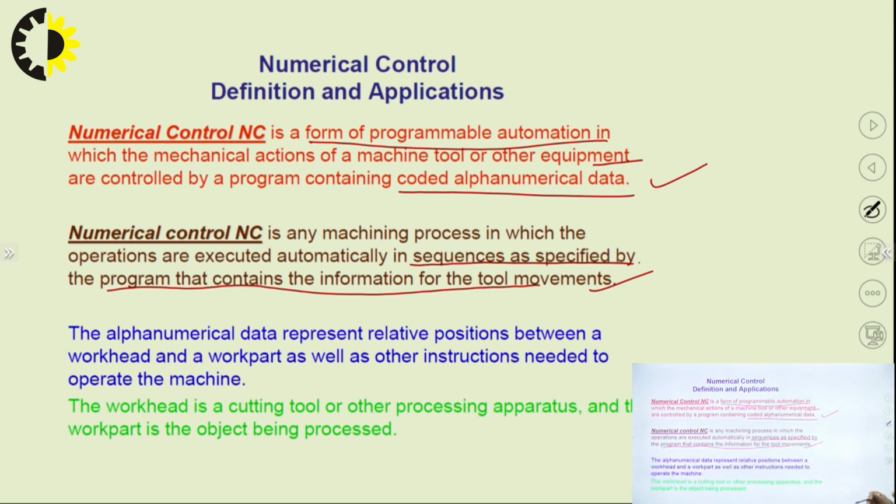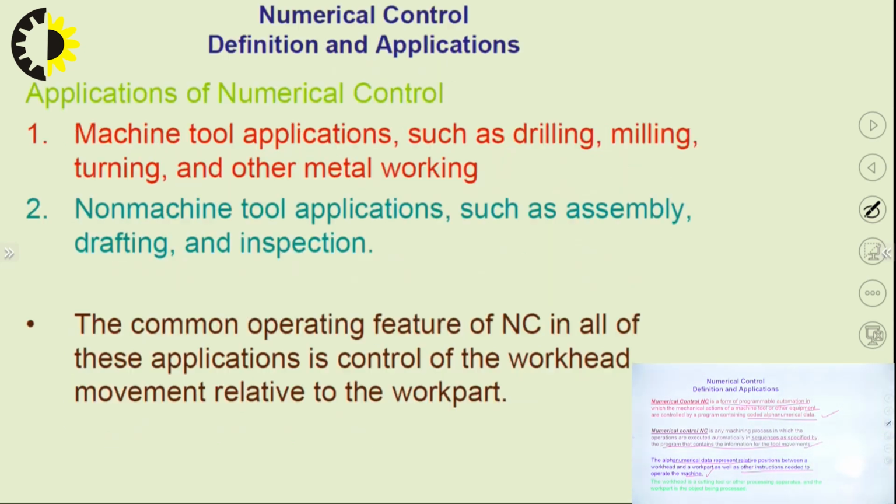Talking about the information systems, generally in numerical control, alphanumeric data represents the relative position between the work head and work part, as well as other instructions needed to operate the machine, so that the machine control unit can read the data, which is in an alphanumeric system, and after that it will be transmitted to the machines for execution.